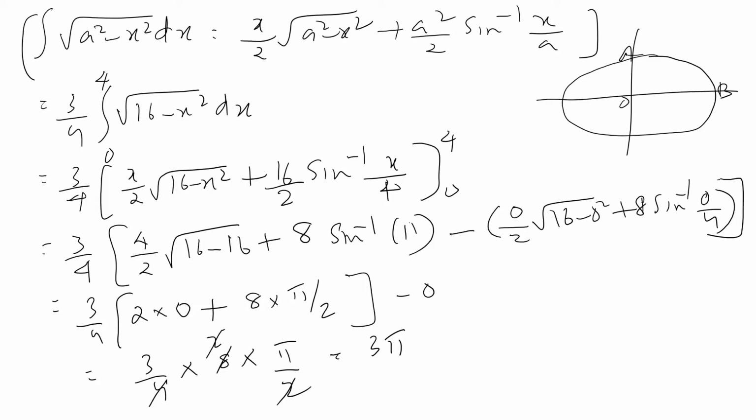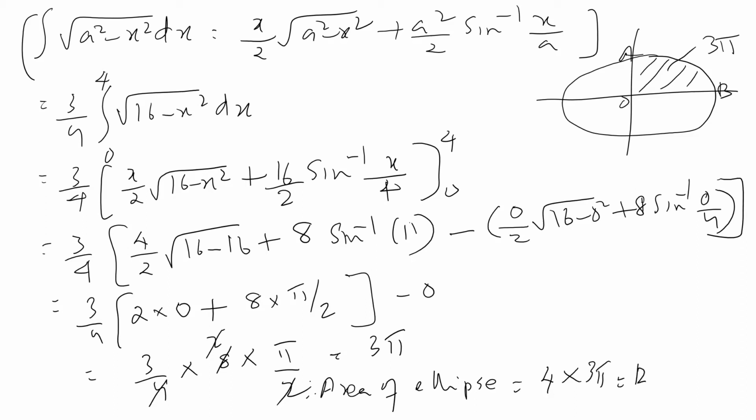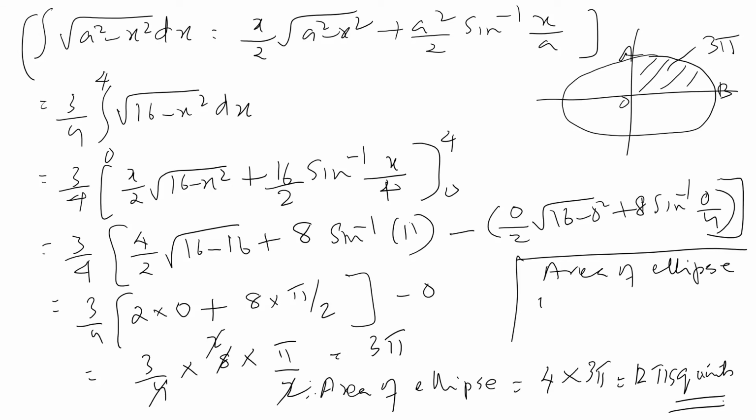Now what is the area of the ellipse? Therefore we can write area of ellipse is equal to, since it is symmetric about both the axes, 4 into area of this region, which is 3 pi. So 4 into 3 pi, and therefore we can write it as 12 pi square units. So area of ellipse is 12 pi square units.